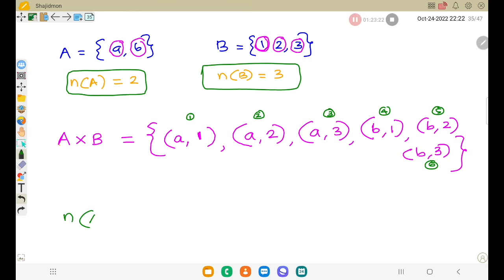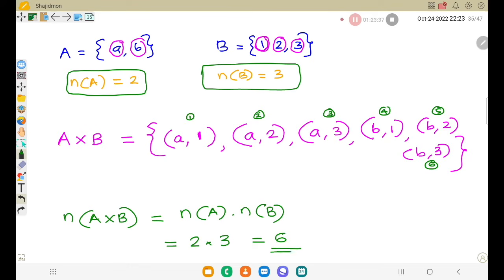That means the number of elements of A cross B is the number of elements of A multiplied by the number of elements of B. Number of elements of A means 2, multiplied by the number of elements of B, which is 3. So in total how many do we get? 6 numbers. A1, the first, A2, the second, A3, the third, B1, B2, B3, those are the 6 numbers in total. Hope you understood the question A cross B.